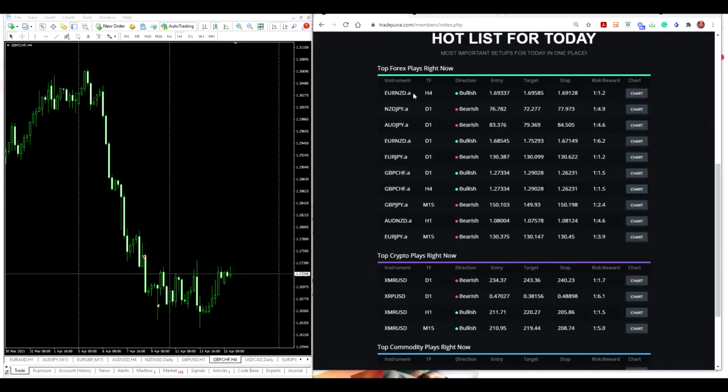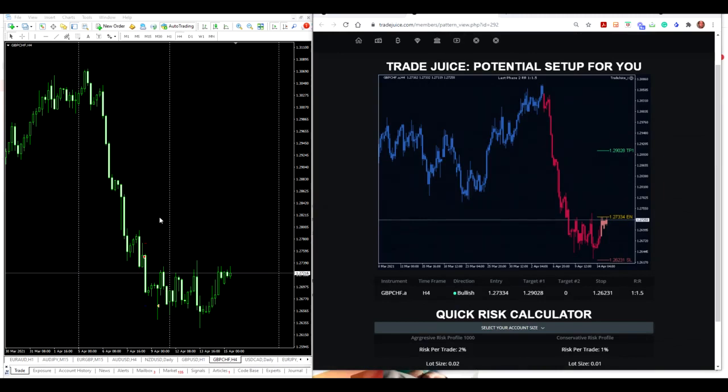Hi guys, I'm on the hot list today for Tradejuice, and one of the many trades here that I'm looking at trading is the pound CHF 4-hour chart. There it is displayed, telling me my entry point, risk, target, stop loss, and so on. Let's see what the chart looks like. It looks identical to mine. That's where the entry point should be, the take profit target is there, and the stop loss down here.